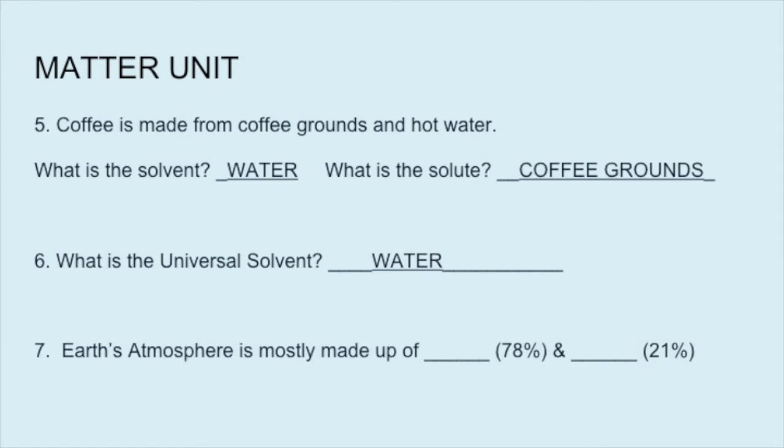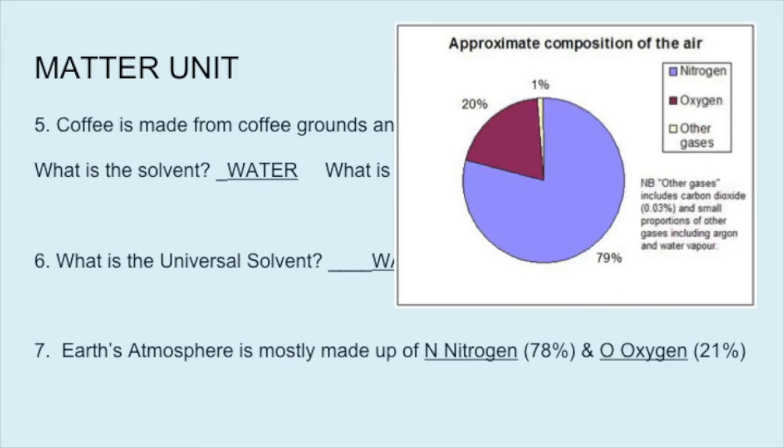Now, Earth's atmosphere is made up of two main elements. The first one is nitrogen, which is 78%, and the second one is oxygen, 21%.